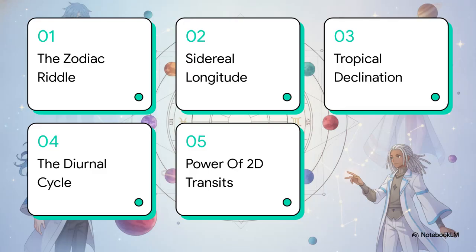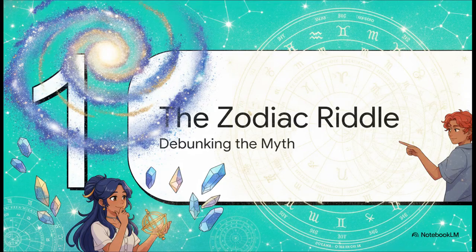So here's our roadmap for today. We'll start with the Zodiac riddle solved, then look at coordinate 1, sidereal longitude, followed by coordinate 2, tropical declination. After that, we'll cover the daily diurnal cycle and wrap it all up with the absolute power of 2D transits. All right, part 1, the Zodiac riddle solved.